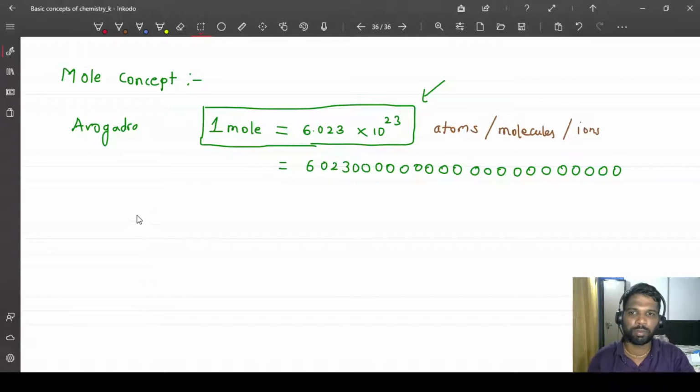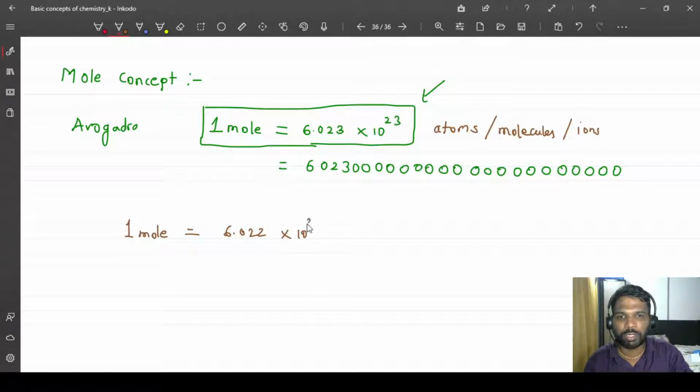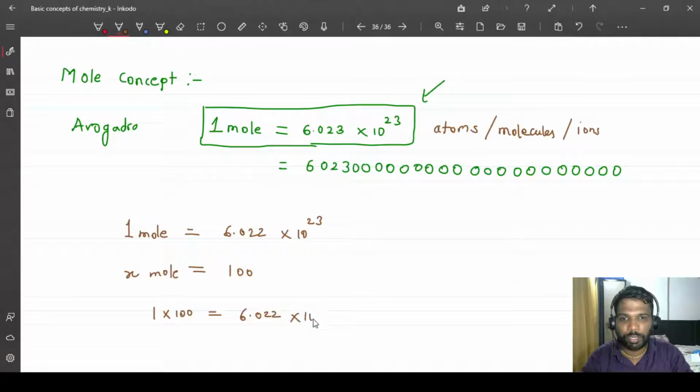Let us understand this also. The concept is very simple. Let's say we know this relation: 1 mole is equal to 6.022 into 10 raised to 23. And let's say I want to purchase 100 bananas. So 100 bananas will be equal to x moles. If I do the cross multiplication, it will be 1 into 100 is equal to 6.022 into 10 raised to 23 into x. Meaning I want to find how many moles it will be if it is 100 bananas.